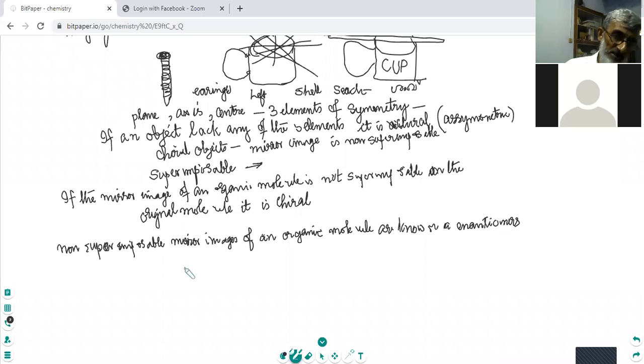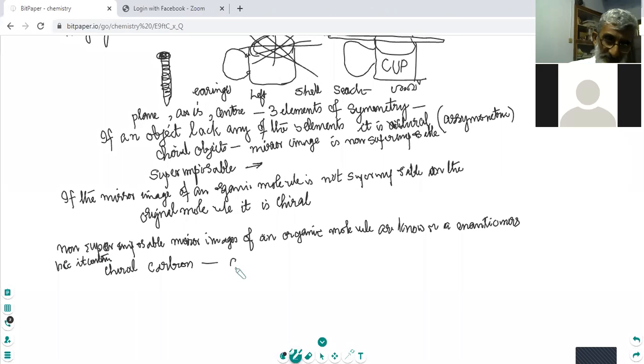Now let me draw that. And what is the condition for that? What is the condition? It contains a chiral carbon. Because it contains at least one chiral carbon. Now, what is a chiral carbon?